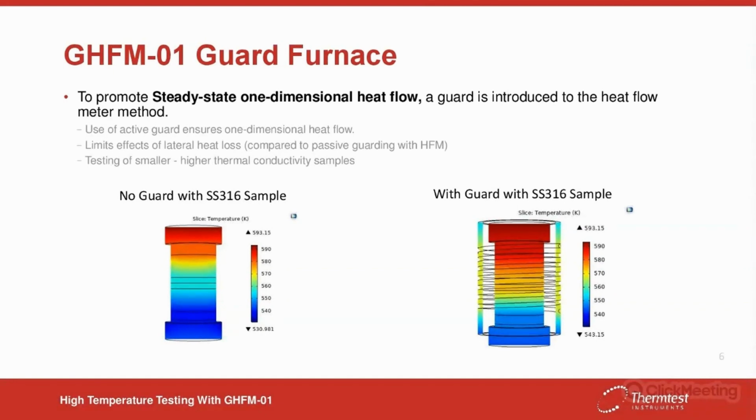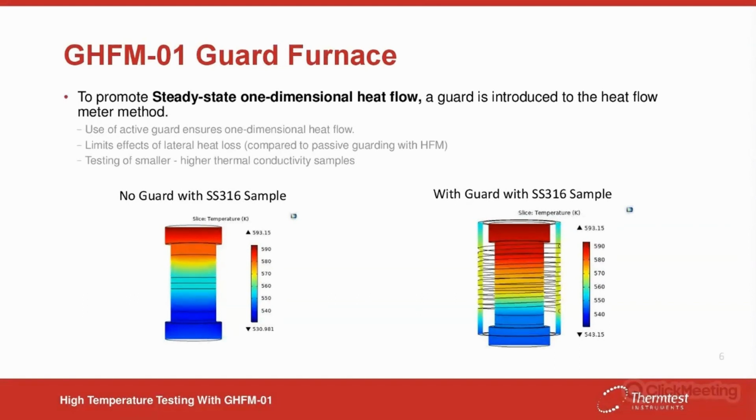So as you can see from these two simulations, the first one being a standard sample of stainless steel with no guard, you have some losses due to the lateral heat loss from the sample. And with the guard on that same sample, again, that guard is at the mean temperature, you have a much better gradient across the sample. So again, you're promoting one-dimensional heat transfer from one plate through the sample to the other plate, and that promotion is really critical to the ability to measure small, higher thermal conductivity or low resistance samples.